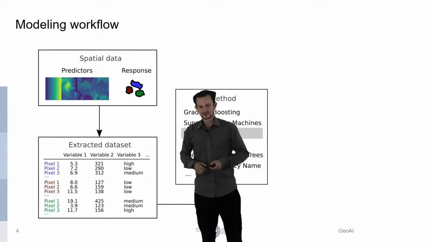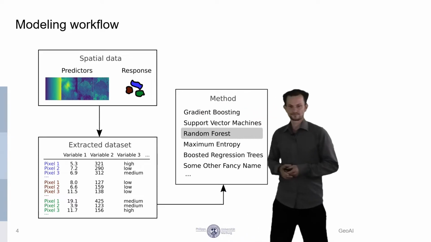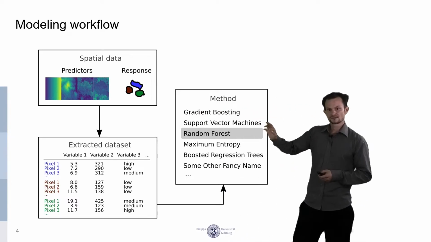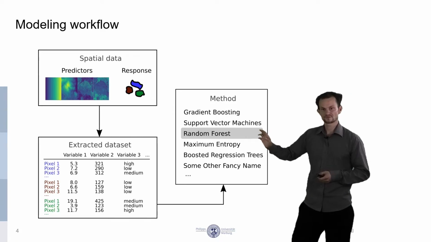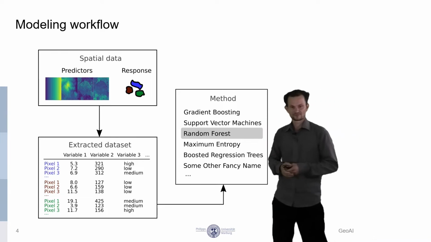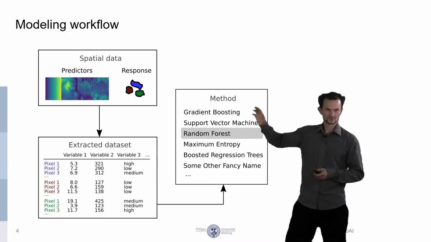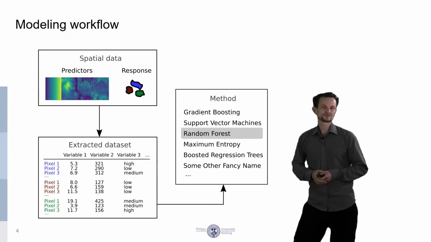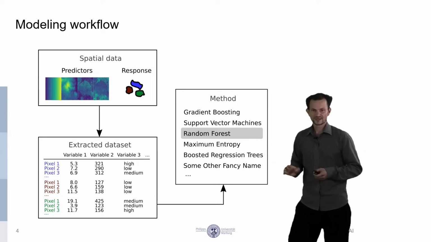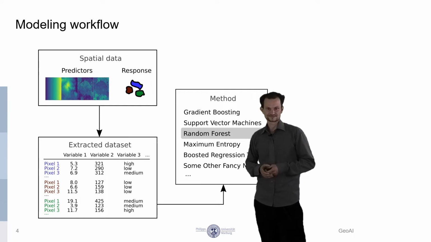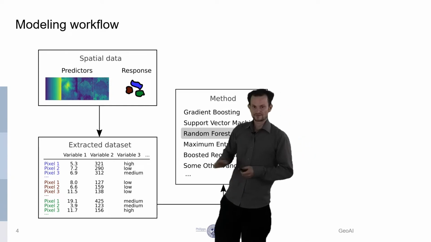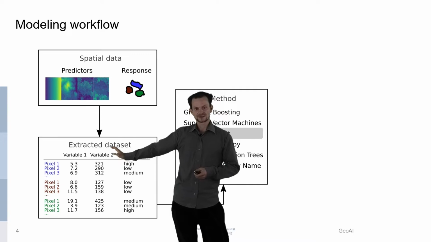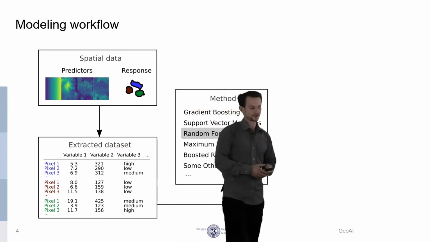In the next step, we need to decide on a method to calculate the model. Especially the method called random forest has proven to be a fast and efficient method for making area-wide spatial predictions. However, there are plenty of methods around in machine learning, like gradient boosting, support vector machines, maximum entropy, boosted regression trees, and many others. But do not be afraid of the names of these methods. For now, simply remember that they all use such an extracted dataset from spatial data for modeling.